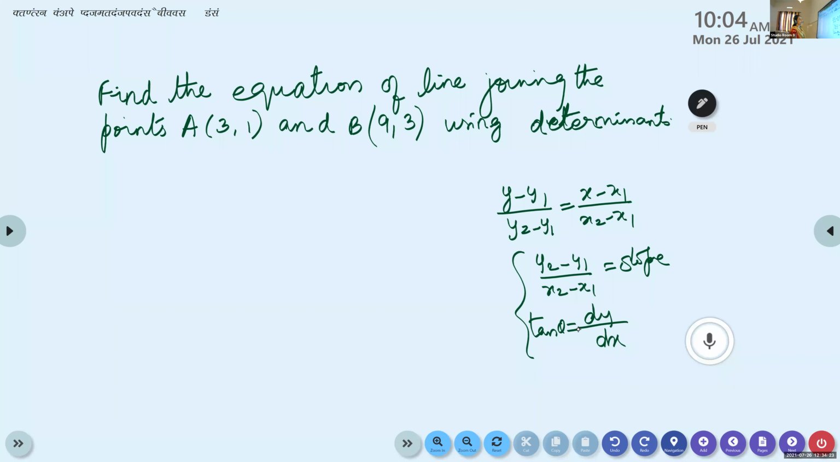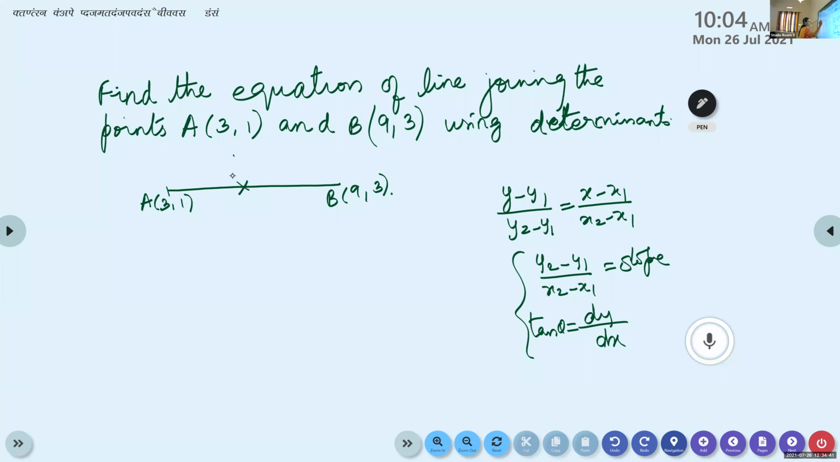Now we are asked to find the equation of the line. A is a point given by (3, 1), and B is the point (9, 3). How will you find the equation of the line using a determinant? We need three points, isn't it? Here the question is to find the equation of the line.